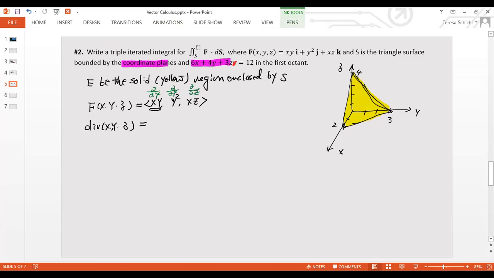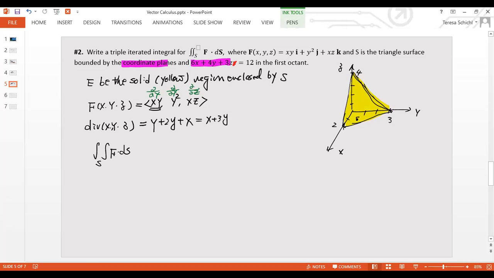So the divergence here: you take the derivative of xy with respect to x, so it's y. You take the derivative of y squared, so this is 2y. Take the derivative of xz with respect to z, what is it? It's x. So the divergence here is x plus 3y. Now you see how simplified that is, right? So your surface integration of F dot dS. Can you imagine if you want to do the surface integration here, how many surfaces you have?